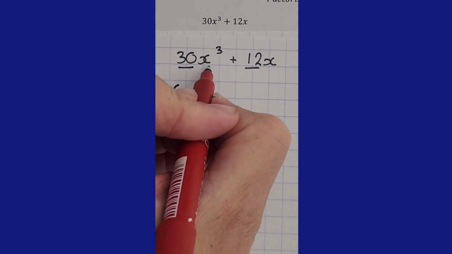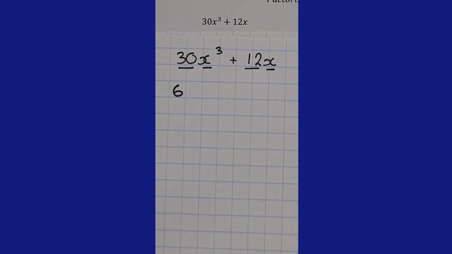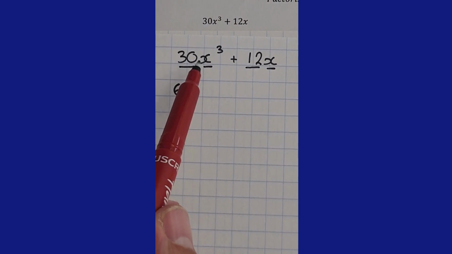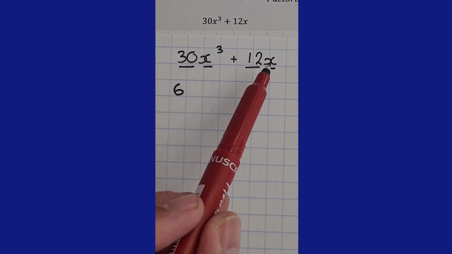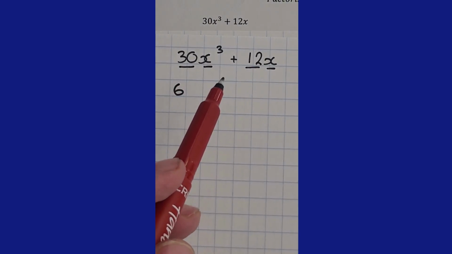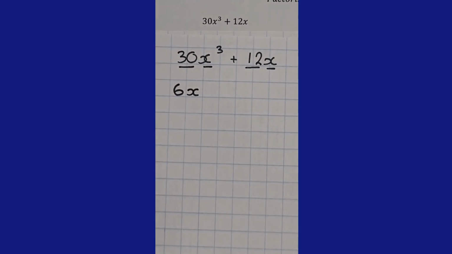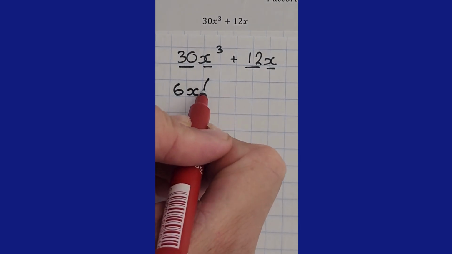I then look at the letters if there's a common letter in both. And I can clearly see I've got an x cubed and I've got an x. So this is x times x times x, and this would just be x. So I can take out a common factor of a single x. I can't take any more than that because I only have one x over here. So then I've taken out all the possible factors I can.